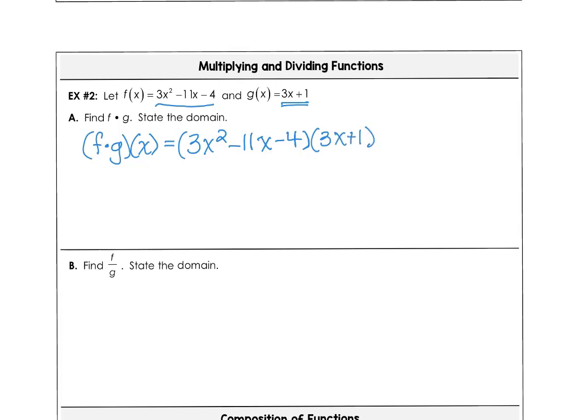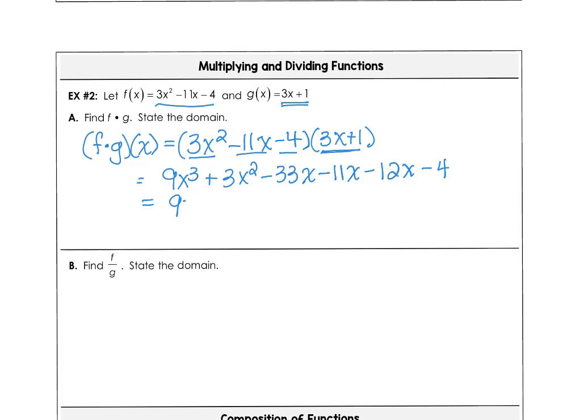Multiplying 3x squared times this polynomial, we have 9x cubed plus 3x squared. Multiplying negative 11x times this binomial, we have negative 33x squared and negative 11x. Multiplying negative 4 by our binomial gives us negative 12x and negative 4.